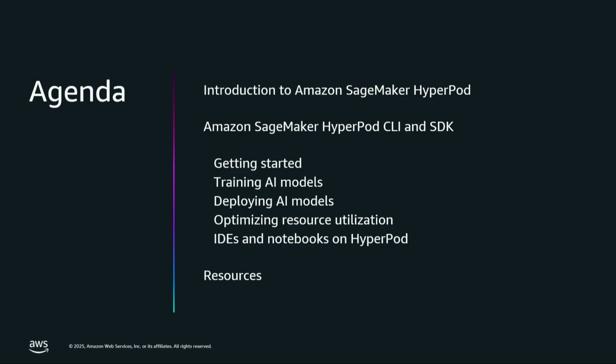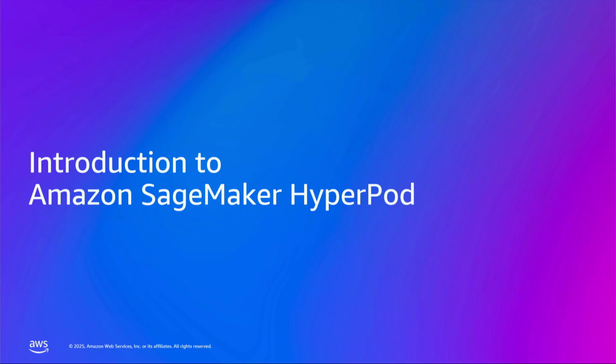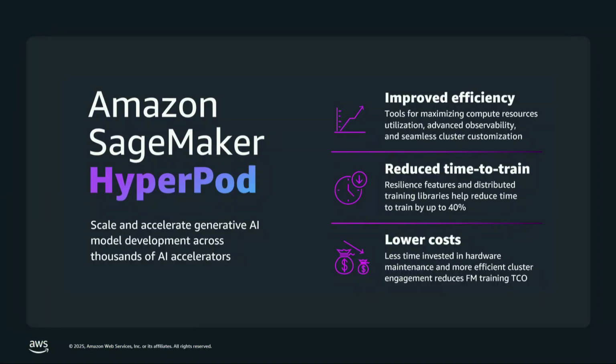Then how do you run training of AI models? How do you do the deployment? How you optimize resource utilization using HyperPod task governance. And finally, we will also demonstrate a feature that allows you to run your IDEs and notebooks on SageMaker HyperPod. This is something that we launched a few days ago. And then we are going to share at the end some resources. So all the code that we're going to run today, you will be able to download at the end of the session. Okay. Great. Let's get started with the introduction to SageMaker HyperPod.